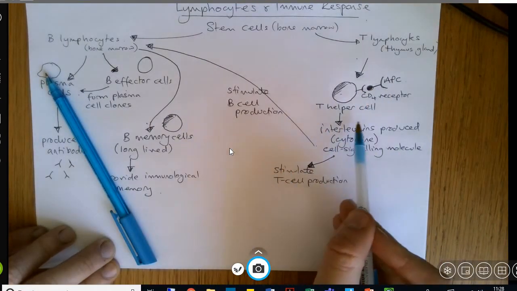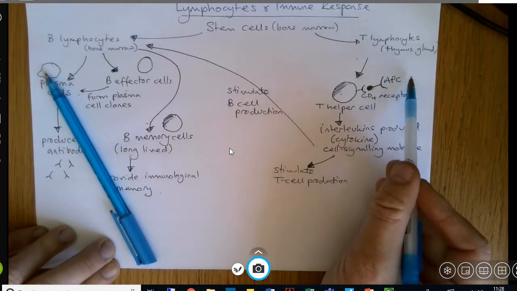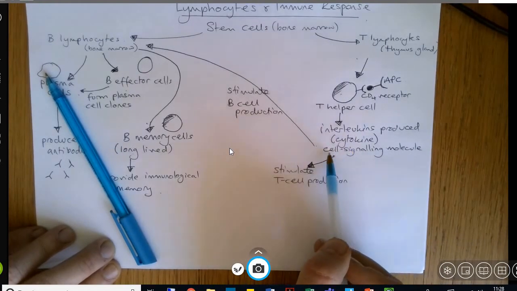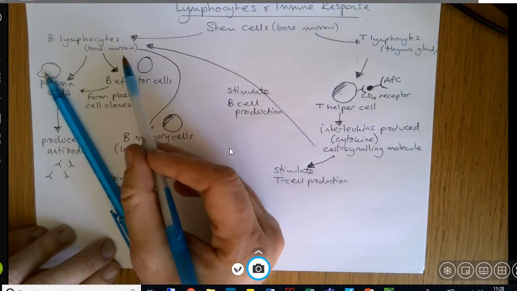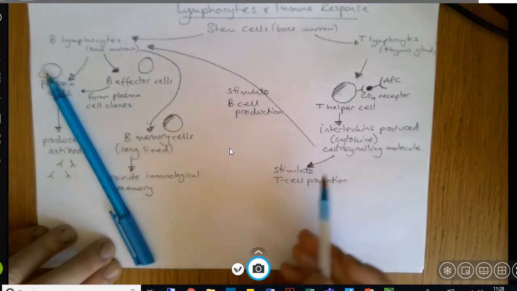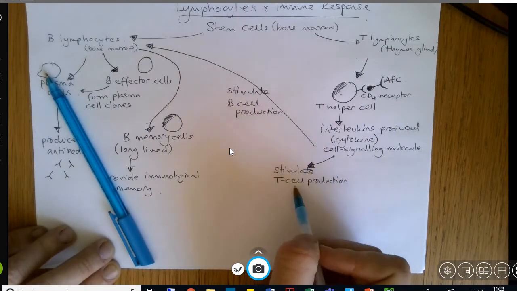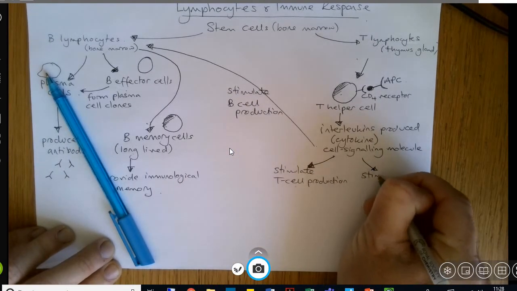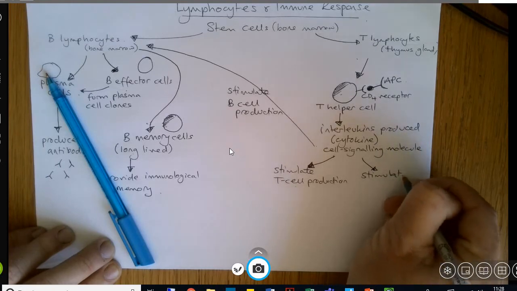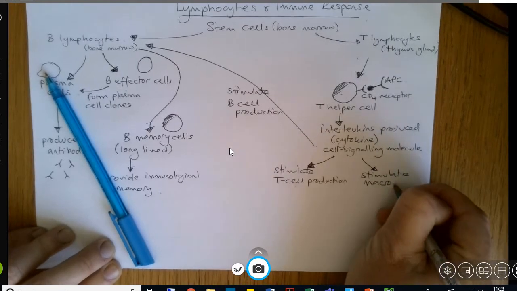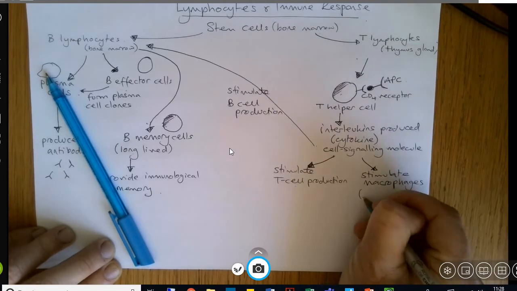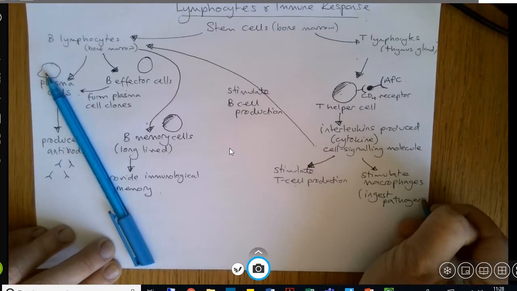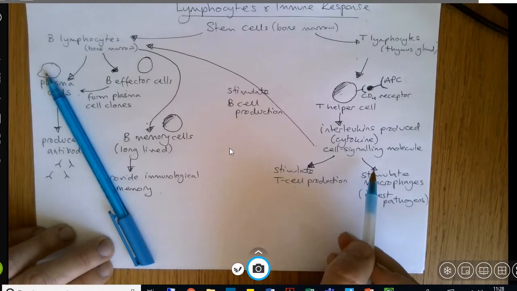So this process here, remember we've had our process of phagocytosis reacting with the T helper cell, producing the cytokine, which then stimulates these B cells to be produced and the antibodies to be produced. So they stimulate B cell production, stimulate T cell production, and they also stimulate something called macrophages. And the macrophages are the things that ingest the pathogens. So, three processes that happen from the cytokines.